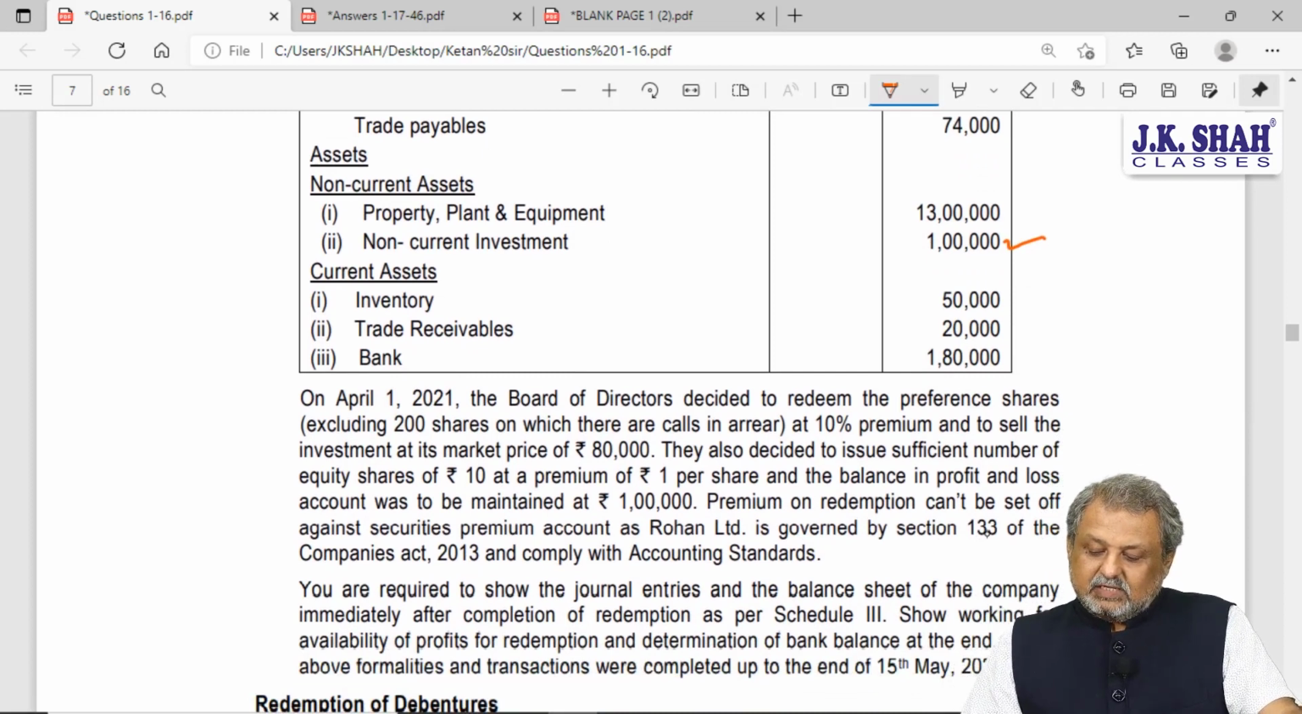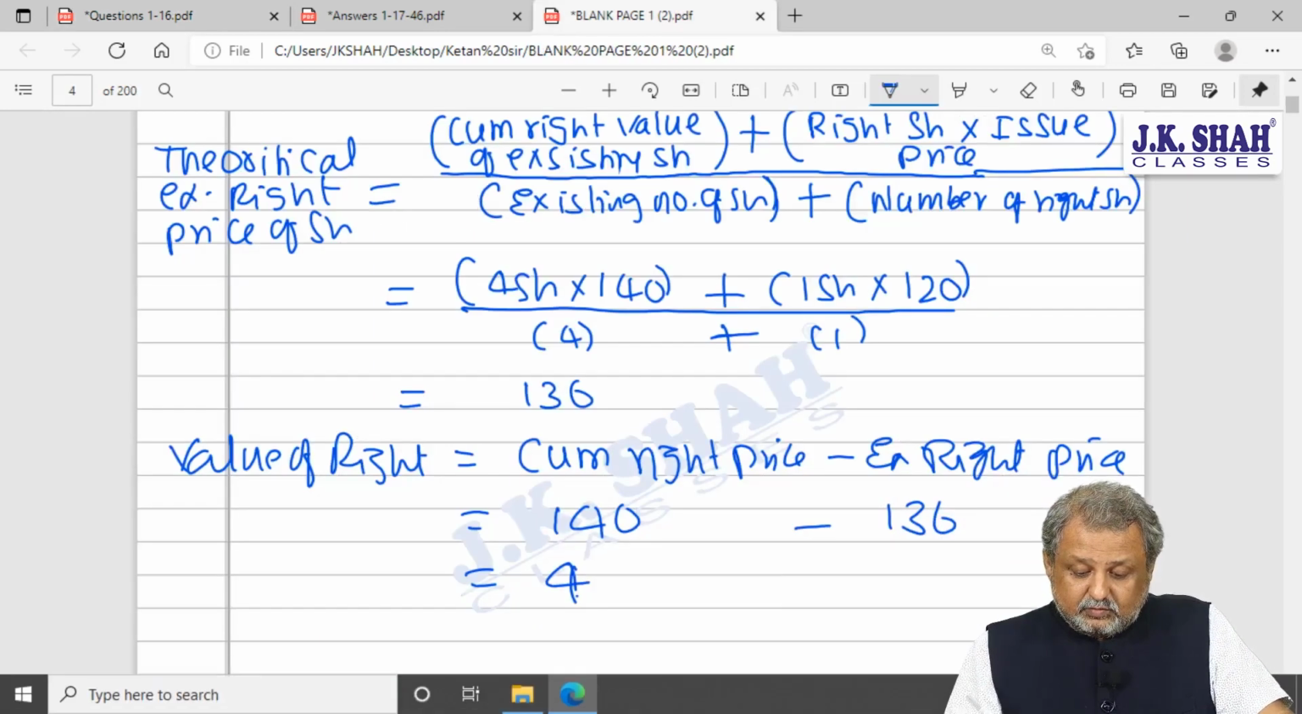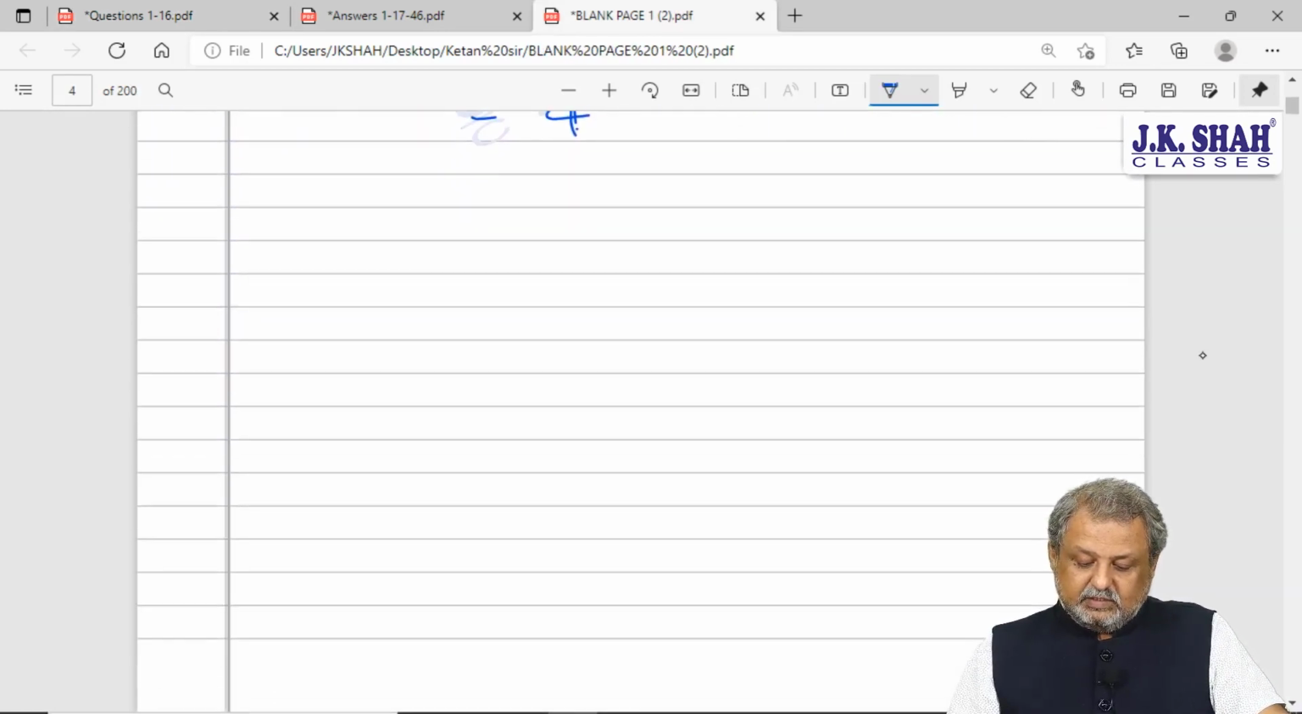Premium on redemption can't be set off against securities premium, as Rohan Limited is governed by section 133 of the Companies Act and complies with the accounting standard. So you don't use securities premium. You are required to show journal entries and the balance sheet of the company immediately after the completion of redemption as per schedule 2. Show working for the availability of profits for redemption and determination of bank balance at the end. All the above formalities and transactions are completed up to the end of 15th May 2021. So you need to first prepare 2 working notes and then give journal entries.